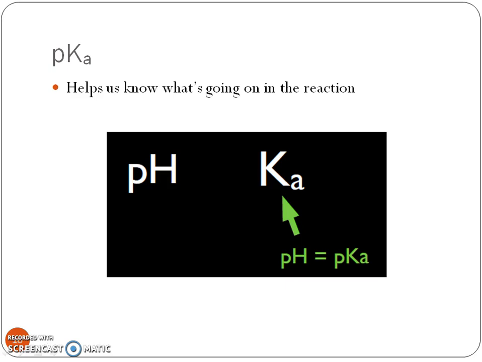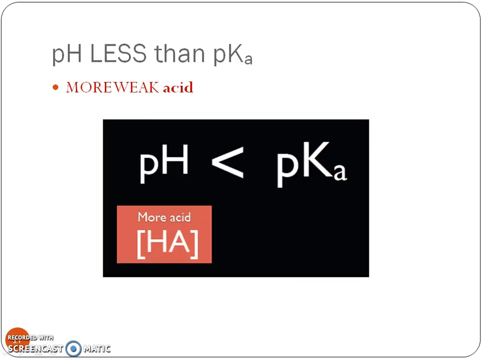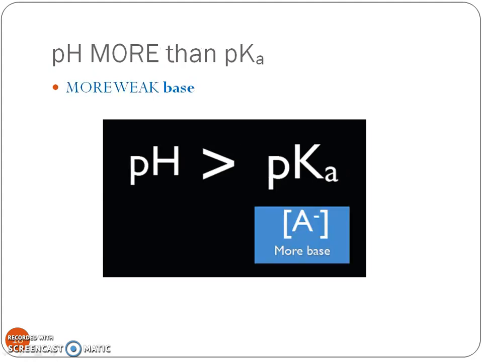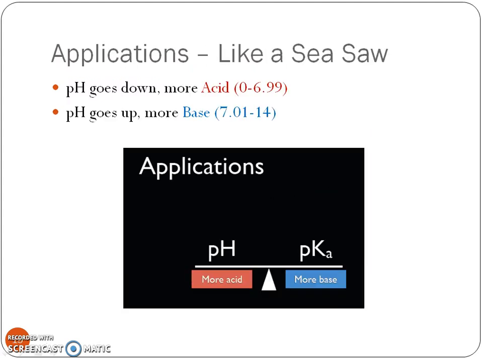So that pH gives us also the pKa, and he talked about how if the pH is less than the pKa, you really have more acid, and if the pH is more than the pKa, you have more base. So he kind of said, on a seesaw, if the pH goes down, you're going to have more acid, and if the pH goes up, you're going to have more base. So this might be a nice visual for you.